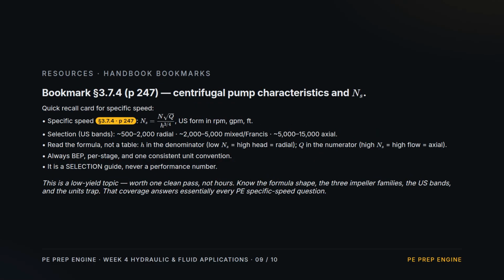Bookmark the centrifugal pump characteristics page where the specific speed formula lives. Specific speed equals N times the square root of Q over H to the 3/4, US form. The bands: roughly 500 to 2000 radial, 2000 to 5000 mixed flow, 5000 to 15,000 axial. Read the formula rather than a table. Head in the denominator means radial. Flow in the numerator means axial. Always best efficiency point, per stage, one consistent convention. It's a selection guide, never a performance number. Low yield, one clean pass covers essentially every PE question here.